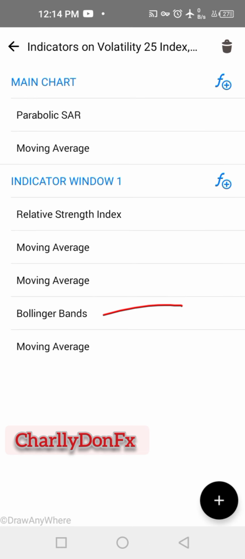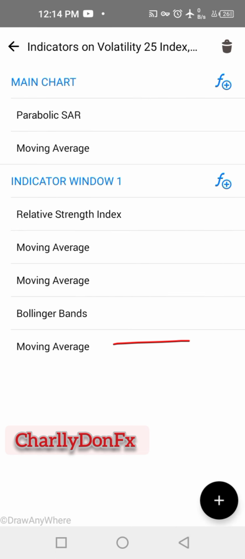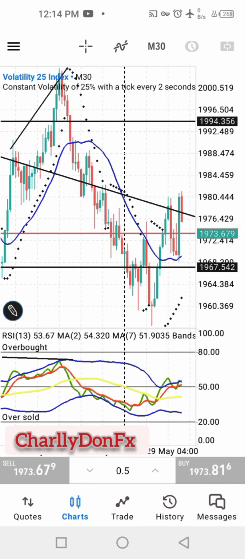And the next one is a Bollinger Band. The period is 34. Deviation 1.619. Shift 0. Apply to the previous indicator's data. Style 3 pixel. Choose the color of your choice. The last but not the least is our moving average. The period is 34. Shift 0. Method simple. Apply to the previous indicator's data. Style 4 pixel. Choose the color of your choice, guys. And that's it. That is it, guys.